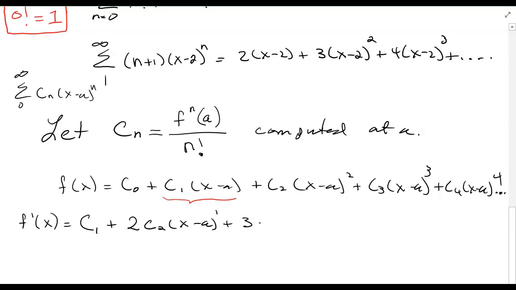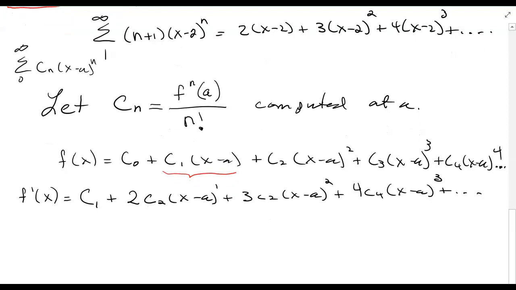Then you're going to have 3c sub 3 times x minus a. It's going to go down to the squared, and then the chain rule just times 1, and 4c sub 4 times x minus a cubed. All right, I'm going to do another derivative. Just bear with me.